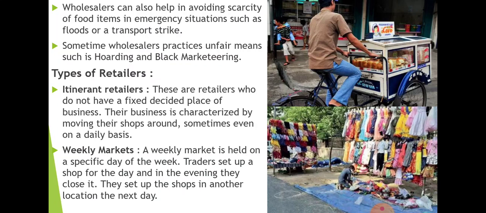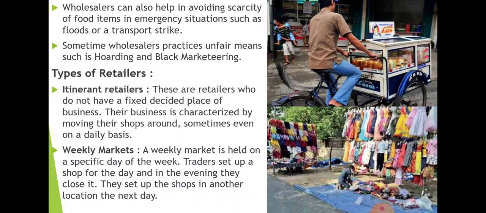Now, retailers, types of retailers. First one is the itinerant retailer. So what is the meaning of itinerant retailer? Itinerant retailers are those who do not have a fixed, decided place to do business. They used to travel from one place to another. Their business is characterized by moving their shop around, sometimes even on a daily basis.